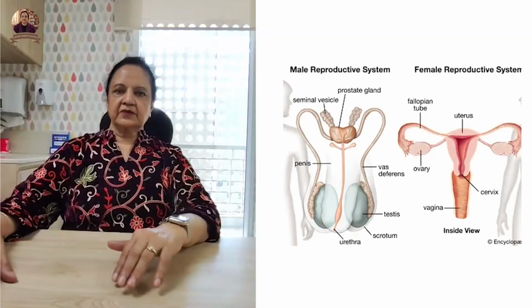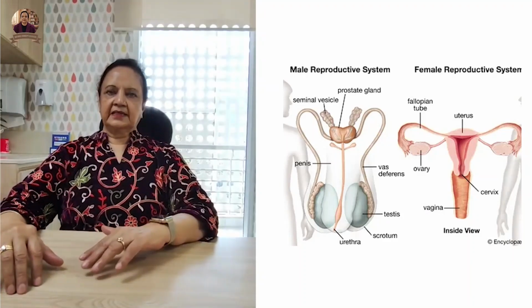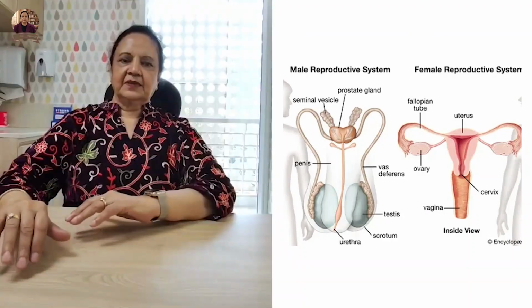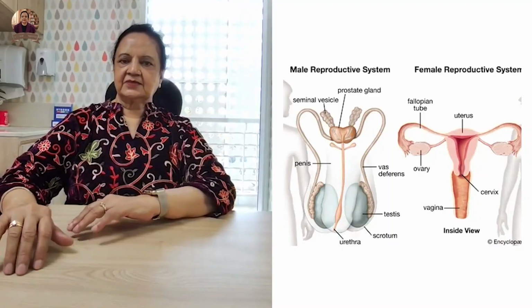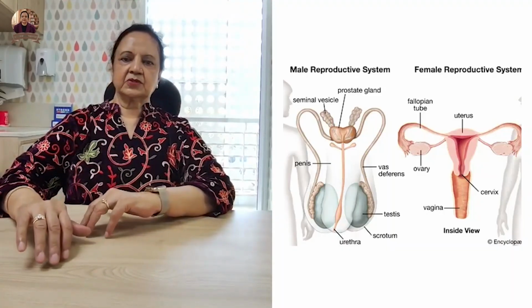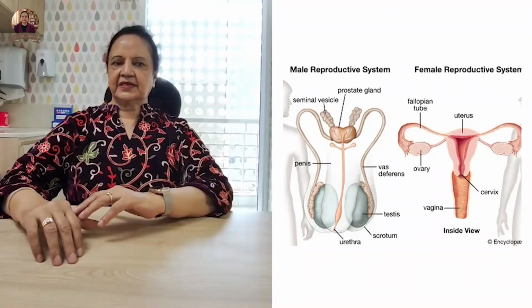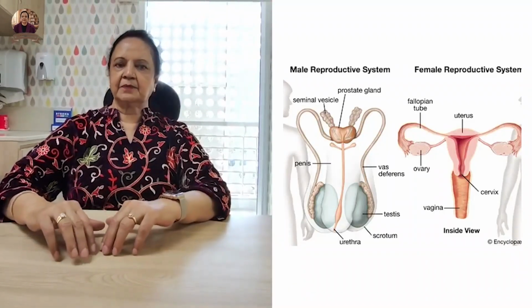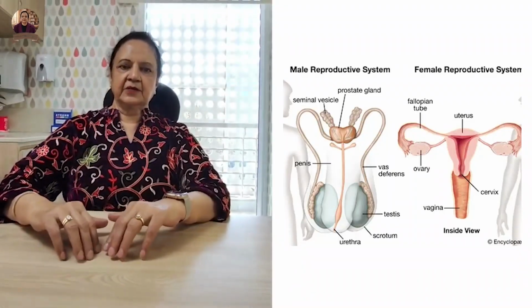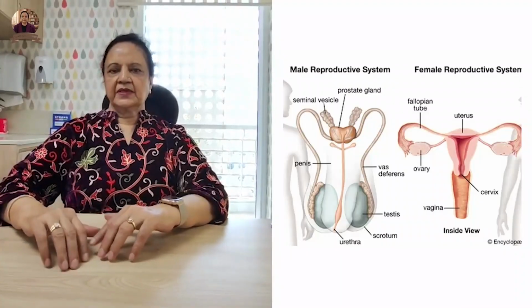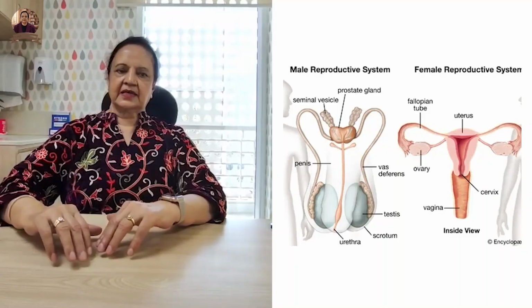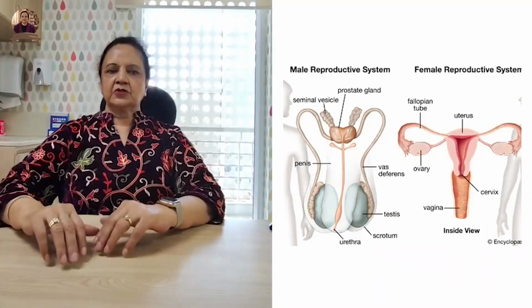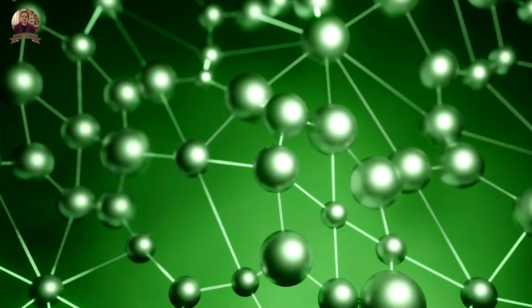Let us explore the ways life continues, that is through reproduction. The male reproductive system has testis, which produces sperms, scrotum, vasa deferens, prostate gland, and penis. The female reproductive system has ovaries, which produce eggs, fallopian tubes, uterus, and vagina. All should be labeled clearly.